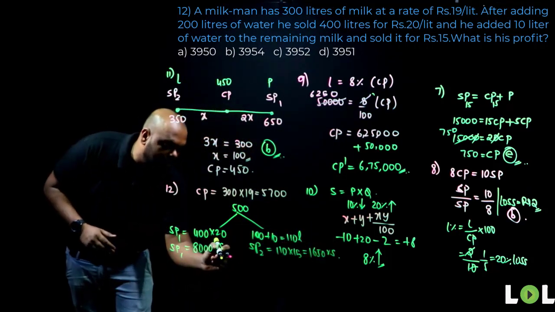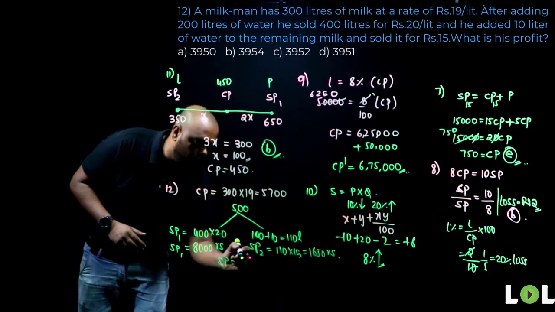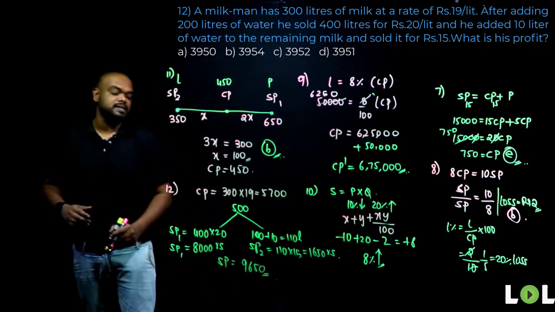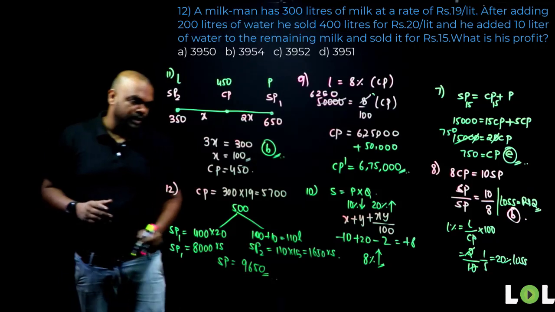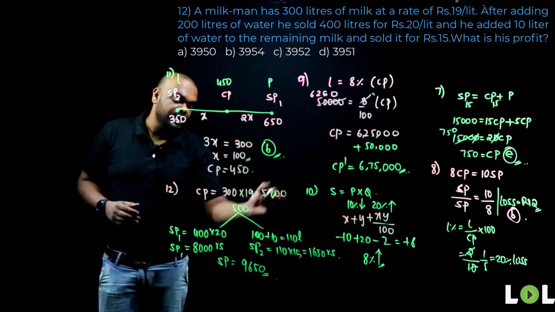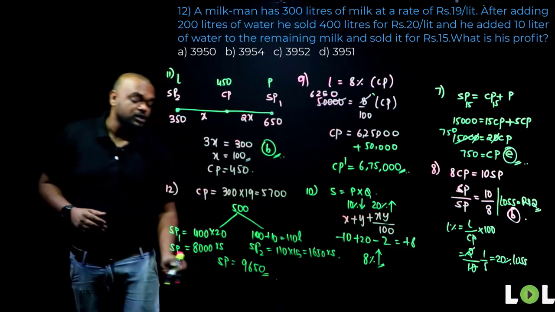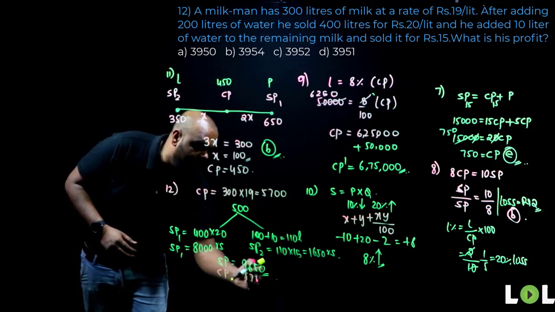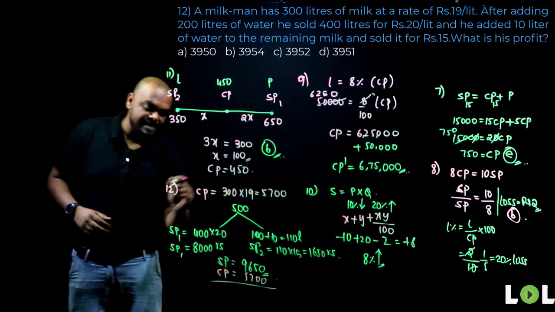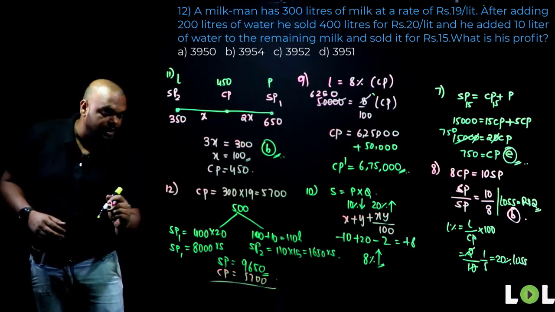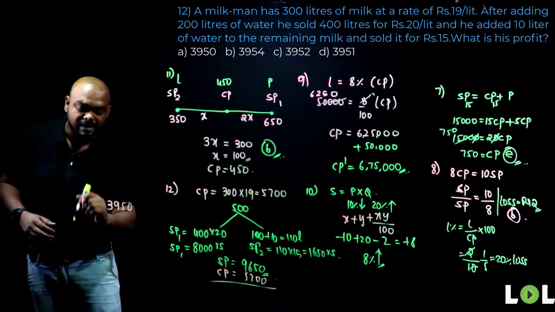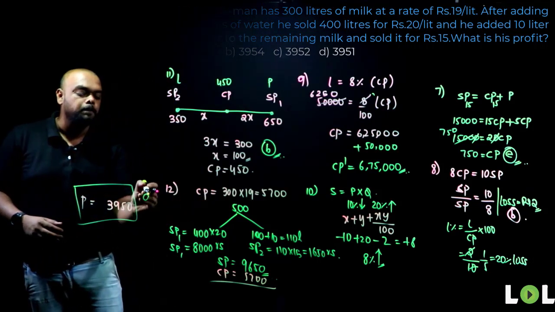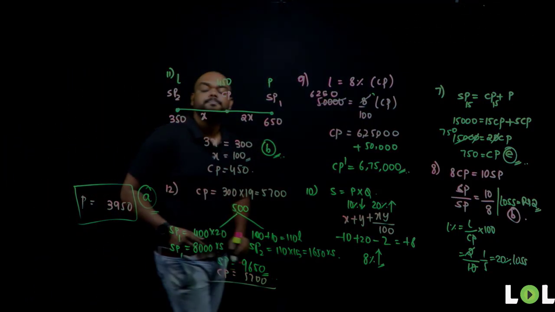Now what is the total selling price? SP1 plus SP2, that is 8,000 plus 1650, 9,650. Now what is the overall profit? Cost price is 5,700, selling price is 9,650. So subtract the cost price from the selling price, that is 5,700. You will get profit as, let me write it here, 3,950 rupees. That must be the profit. Check, do we have the option? 3,950, option number A. Absolutely right answer.